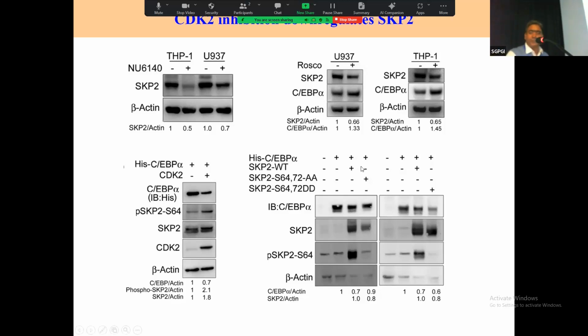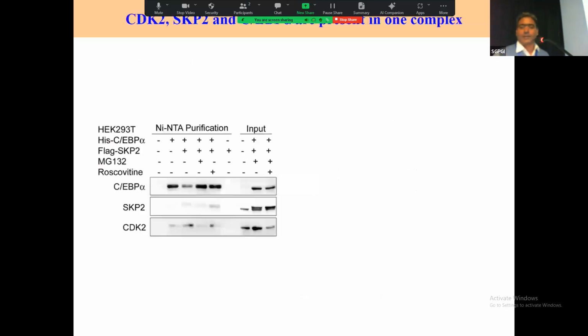To further confirm if it is via the phosphorylation of SKP2, we also used two different mutants of SKP2, where we mutated all the possible phosphorylation sites that were phosphorylated by CDK2. And we found, particularly in this section, if you look, when we constitutively activated this SKP2, CBP alpha degradation was much faster. So this confirms that CDK2 stabilizes SKP2 by phosphorylating it, and this might downregulate CBP alpha.